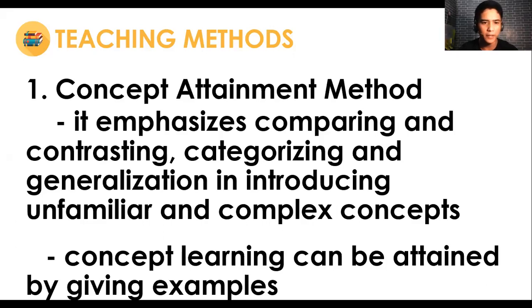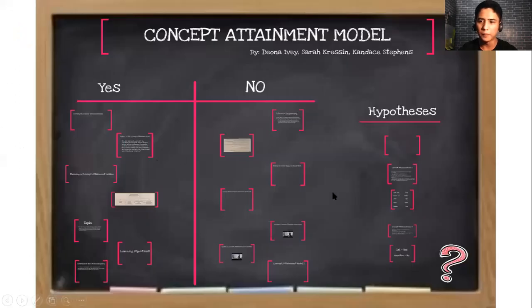It emphasizes comparing and contrasting, categorizing and generalization in introducing unfamiliar and complex concepts. Concept learning can be attained by giving examples. So this is the feature of concept attainment method, providing examples. And to give you more information, here we have a model of the concept attainment method. Now, isa sa mga famous approaches to concept attainment method is the use of yes, no examples.